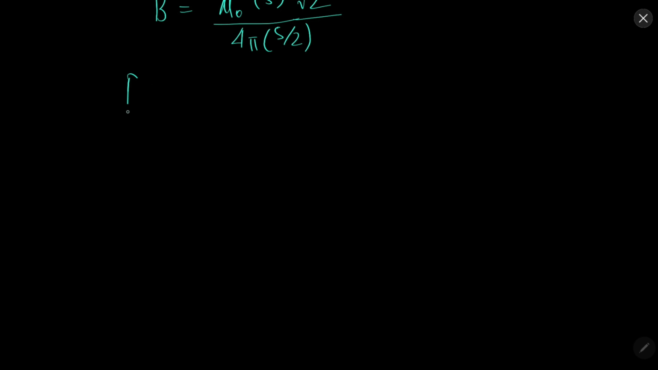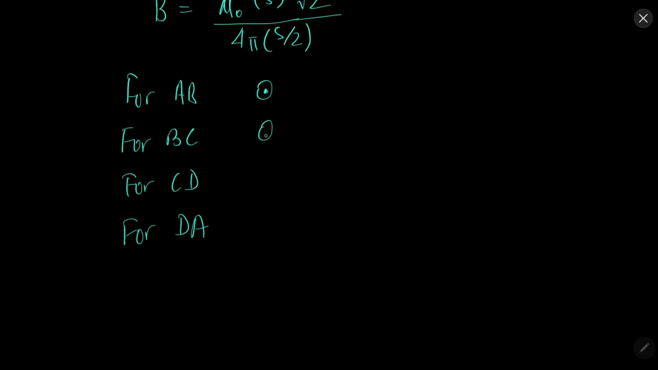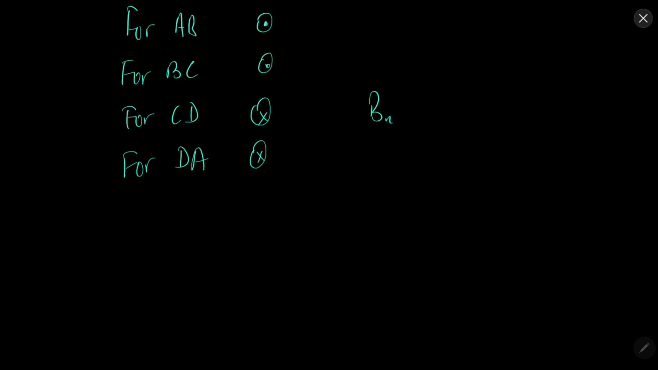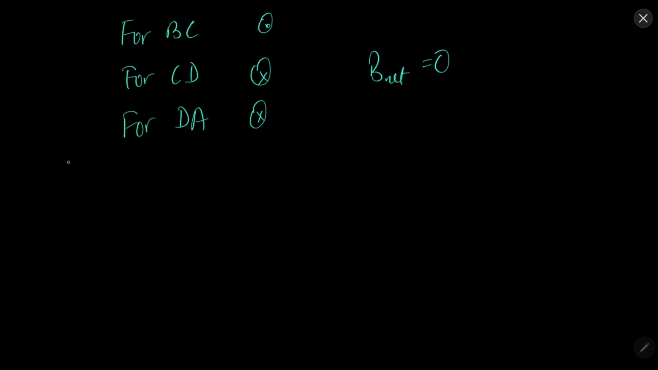And for AB, for BC, for CD, and for DA, the following will be the directions: outside, outside, inside, inside. So they cancel each other out. B net will be 0.